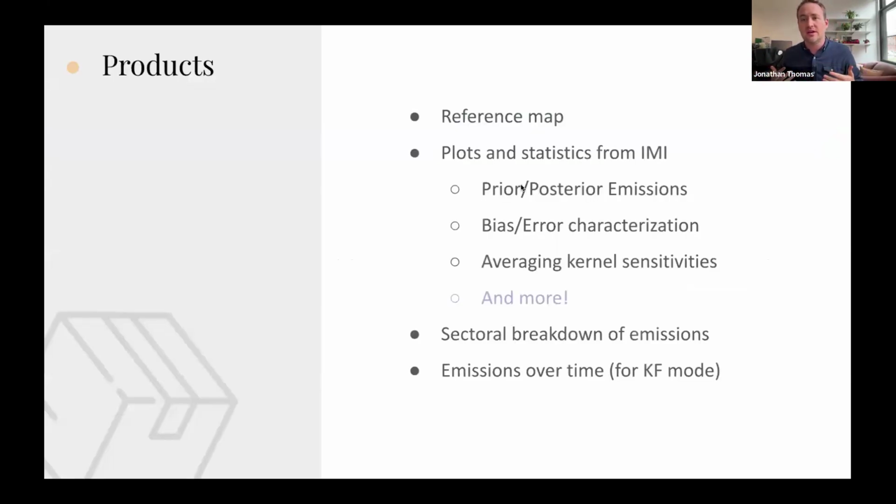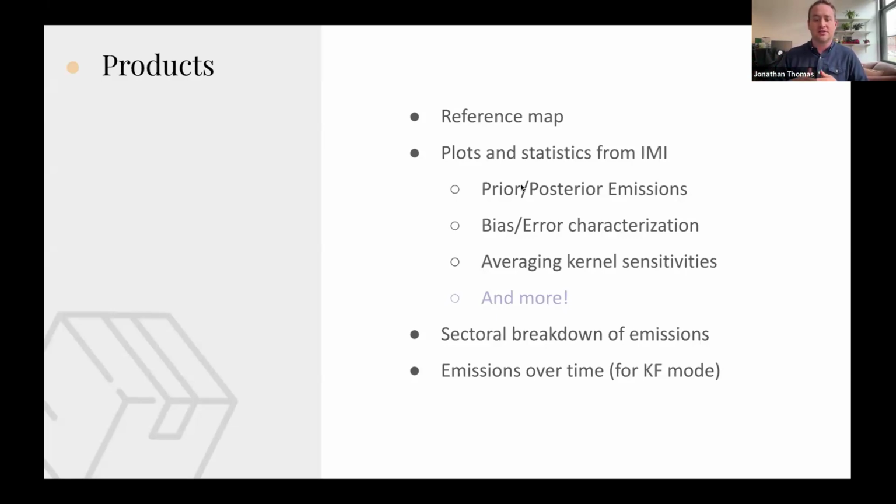So let's talk about the actual products that will be displayed in the dashboard before I show you the dashboards. Number one will be a reference map, just showing you region of interest again. And then plots and statistics taken directly from the IMI. Again, we want to be as transparent as possible with what goes on in the IMI. So we provide bias and error characterization, the averaging kernel sensitivities, which are just, again, as Lucas said, an estimation of information content, and then the prior and posterior emissions.